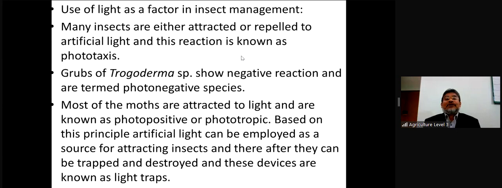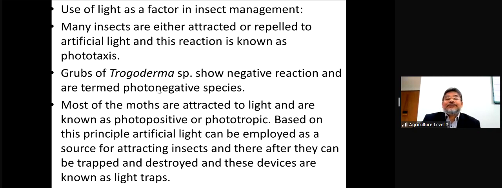Many insects are either attracted or repelled by artificial light. This reaction is known as phototaxis. I already told you, I mentioned an insect, Trogoderma, remember? Trogoderma shows negative reactions and it is called photonegative. Those insects that suddenly run away when they see light are called photonegative species, when they show negative reactions to the light.